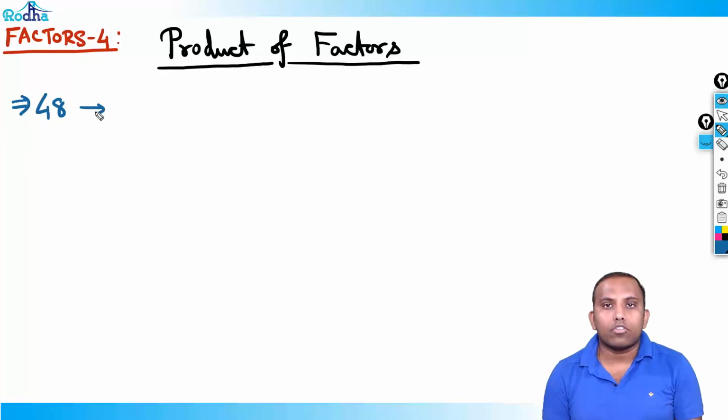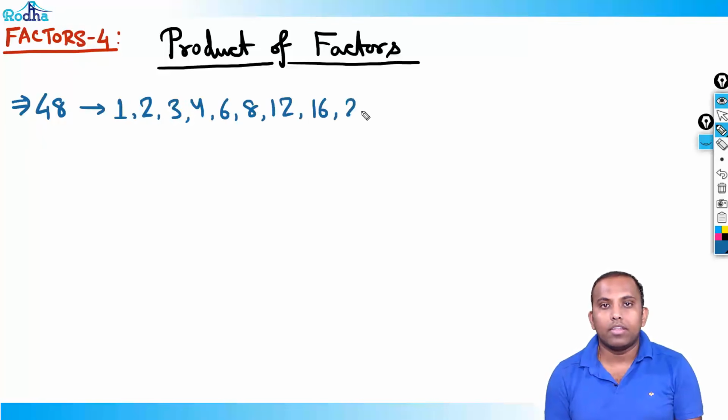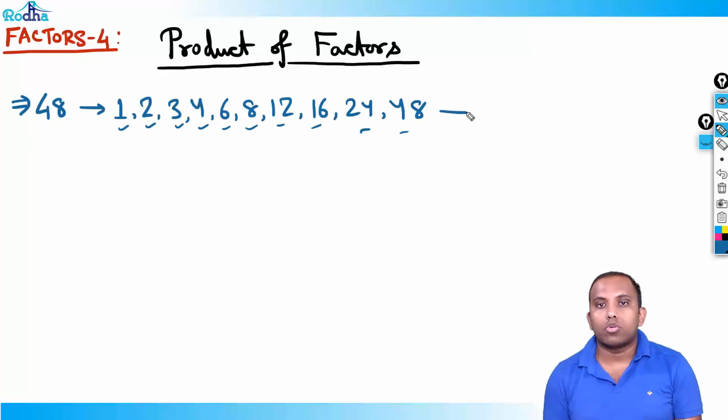Let's write down all the factors of 48, not in the prime basis as we have seen in earlier videos, just simply write down the factors. The factors of 48 are 1, 2, 3, 4, then 6, then 8, then 12, then 16, then 24, then 48. So there are a total of 10 factors for 48.